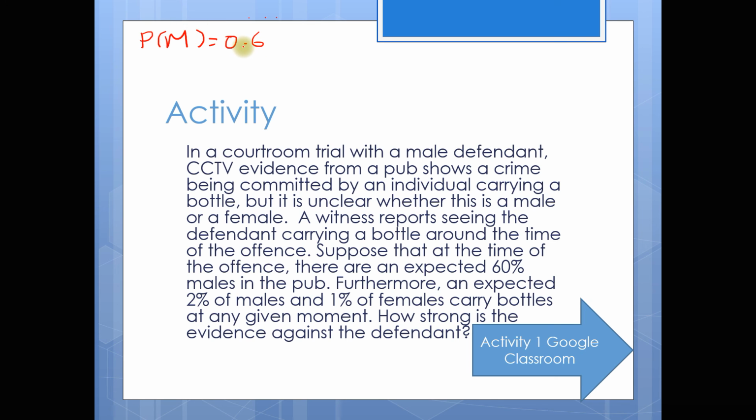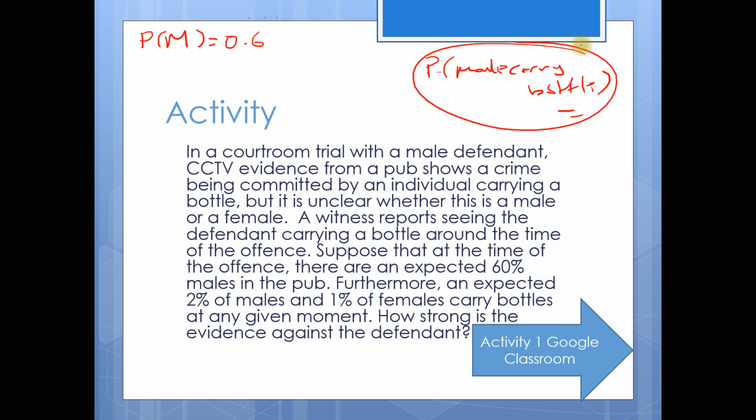So the probability of M is equal to 0.6, but obviously the probability of female is 0.4. Furthermore, an expected 2% of males and 1% of females carry a bottle. So let's try to translate this information. That's how you answer a question on probability. You should not write things like 'an expected percent of male carry bottle'. Do not do these kinds of things. If you do, it means that you are not understanding what is being asked.